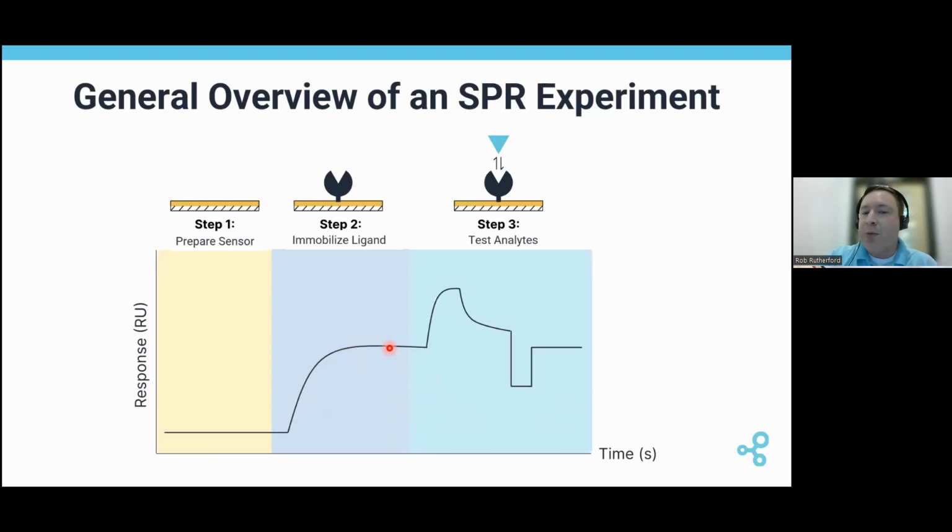We have our ligand immobilized, and then the next step is to test various concentrations of your analyte. So here you're going to see a response above the response baseline from your ligand immobilization. And depending on the affinity of the system, you may see a dissociation, which is pictured here, or it may be a high affinity system where you won't see as much dissociation. That's going to depend on the two binding partners that you're testing.